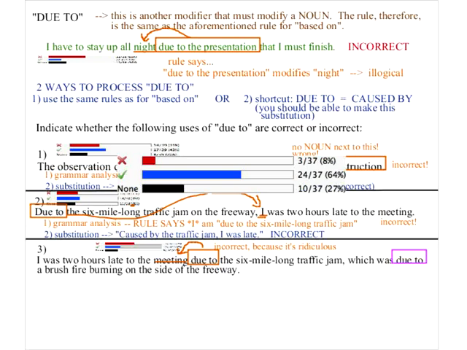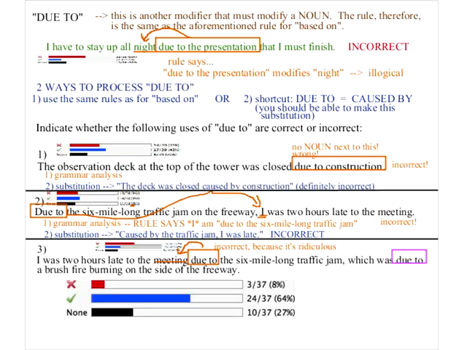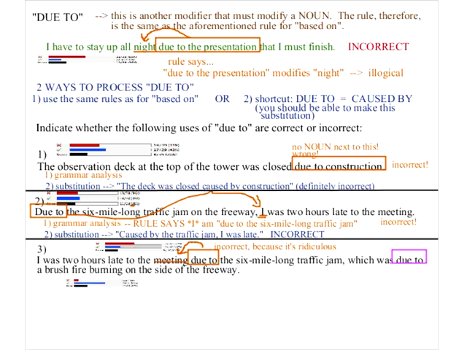Okay, here's your statistics. This one is totally legitimate. If you want to do a grammatical analysis, then you've got this. This points to which, in turn, points to the traffic jam. So that's legit. The traffic jam was due to, which was due to. So that works, and it makes sense. It actually was the traffic jam noun which was due to the brush fire. Or if you do a substitution, it should be very clear that this makes sense. If you substitute in caused by, then the traffic jam, which was caused by a brush fire burning on the side of the freeway, is totally logical. Smiley faces if these examples make sense.